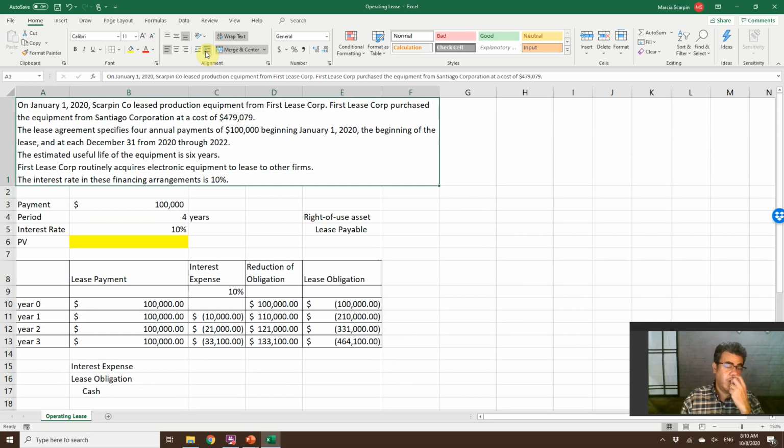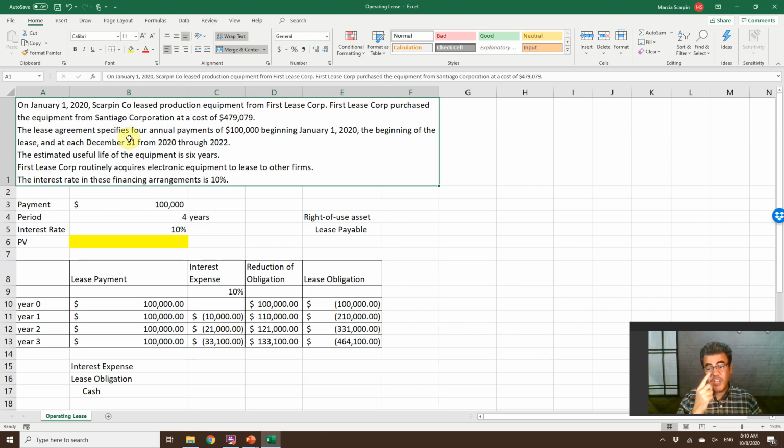Let's check here. On January 1st, 2020, Scarpin Corporation leased production equipment from First Lease Corp. First Lease Corp purchased the equipment from Santiago Corporation at a cost of $479,000 and something. The lease agreement specifies four annual payments of $100,000 beginning January 1st, 2020, the beginning of the lease. The estimated useful life is 6 years, and the interest rate in this finance arrangement is 10%.